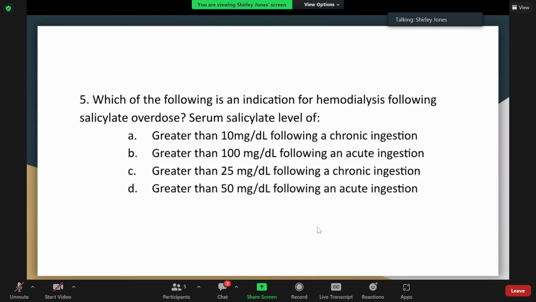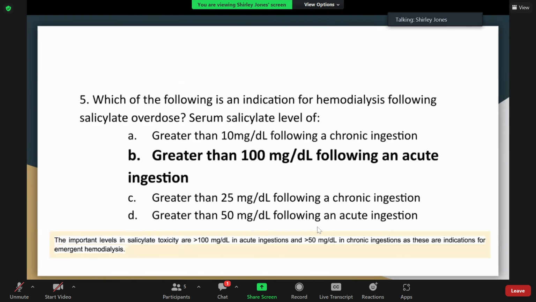All right. Which of the following is an indication for hemodialysis following a salicylate overdose? Serum salicylate level of which of these? I'll give you a second. It's B. Which one? Sorry. B. Yeah, B as in boy. Yep. So greater than 100 following an acute ingestion. And then for chronic ingestion, it's 50.